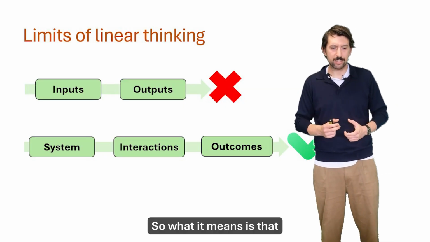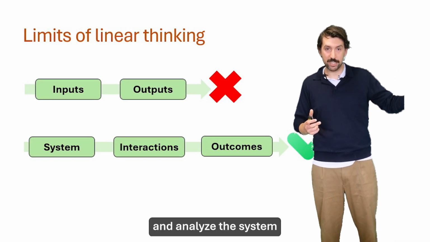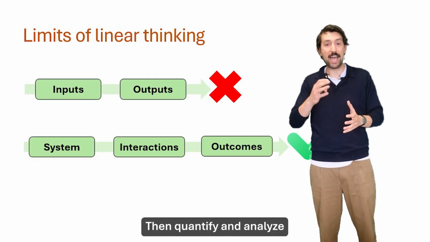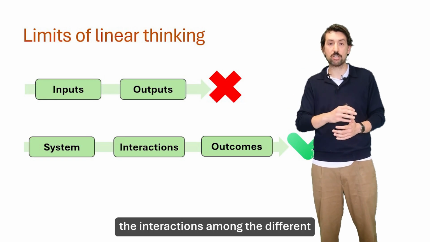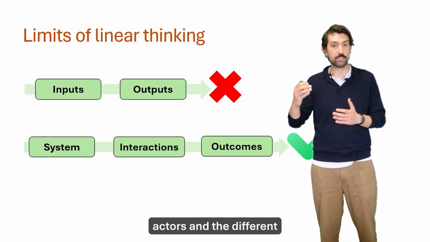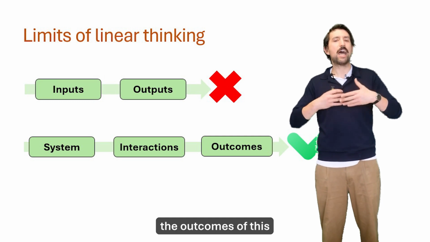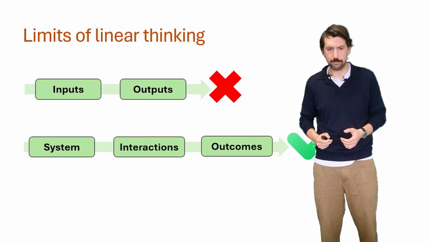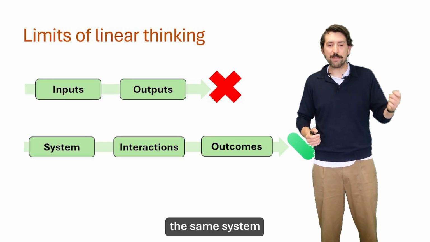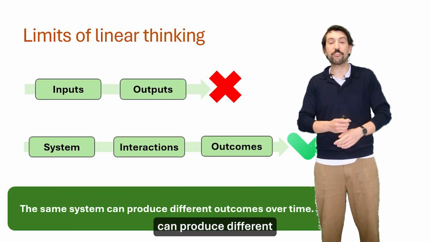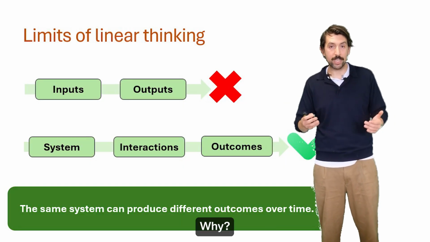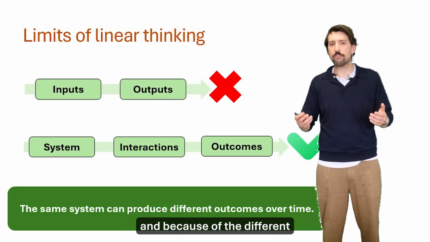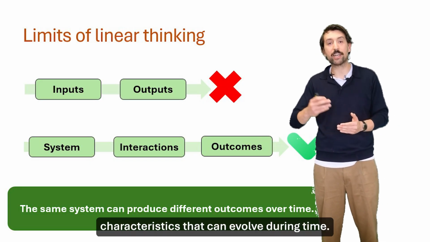So what it means is that we have to consider and analyze the system as a whole, then quantify and analyze the interactions among the different actors and the different dimensions to understand the outcomes of this interaction inside the system. What does it mean? That the same system can produce different outcomes over time. Why? Because of the interactions, because of the different policies, and because of the different characteristics that can evolve during time.